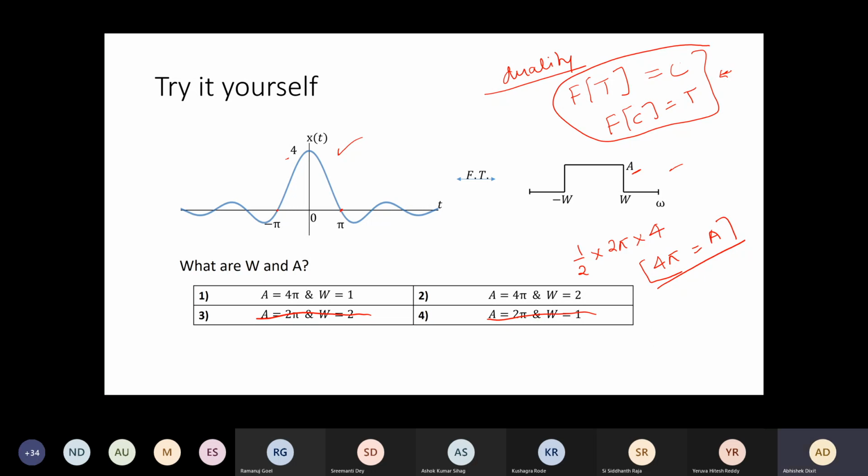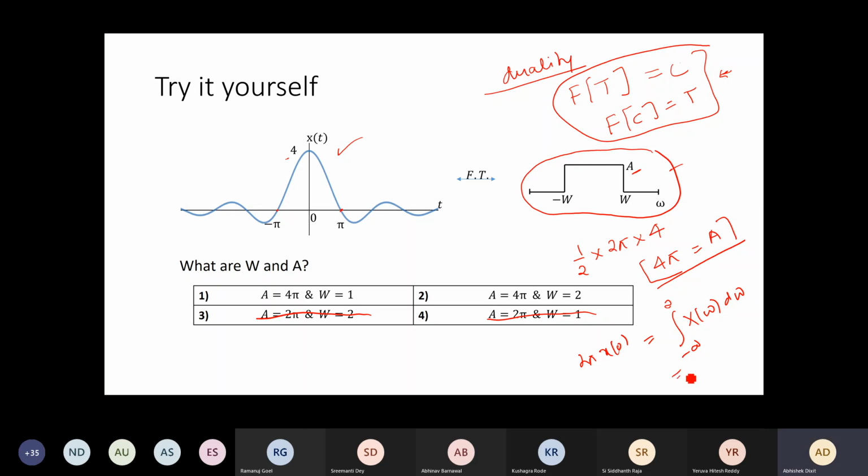Excuse me, sir. Here, isn't 2 pi x0 the area of this Fourier transform, right? So shouldn't A be 2 pi times A should be, right? No, the area of a transformed signal is 2 pi x0. So x omega. Okay, you have taken the other one. This is 2 pi x0. Okay.